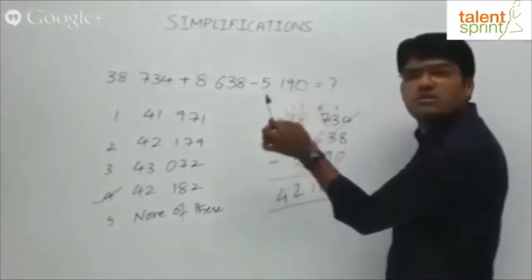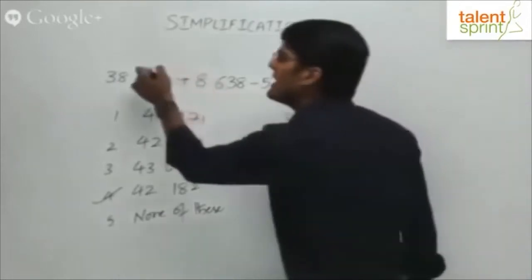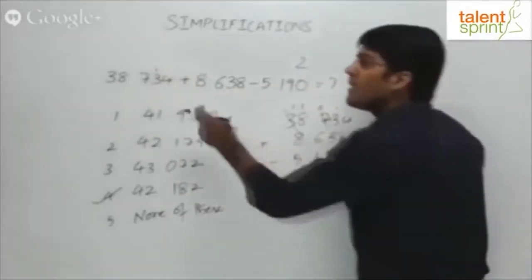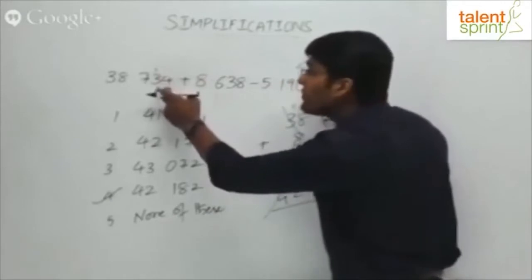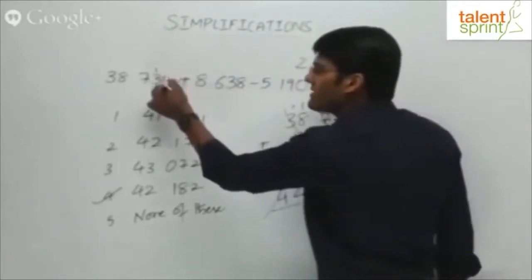12 minus 0 is what? 12. So we get 2 in the answer. 1 gets carried forward to the next place. Yes or no? Now add 1 plus 3, 4. 4 plus 3. Are you able to follow? Already we have done the first digit calculation.